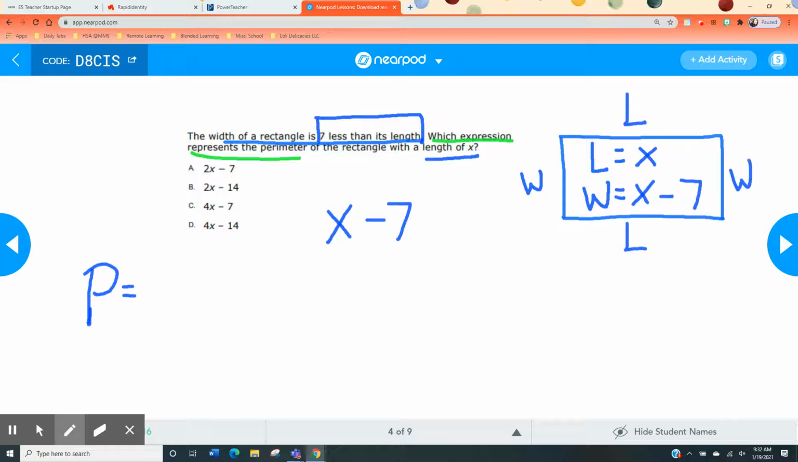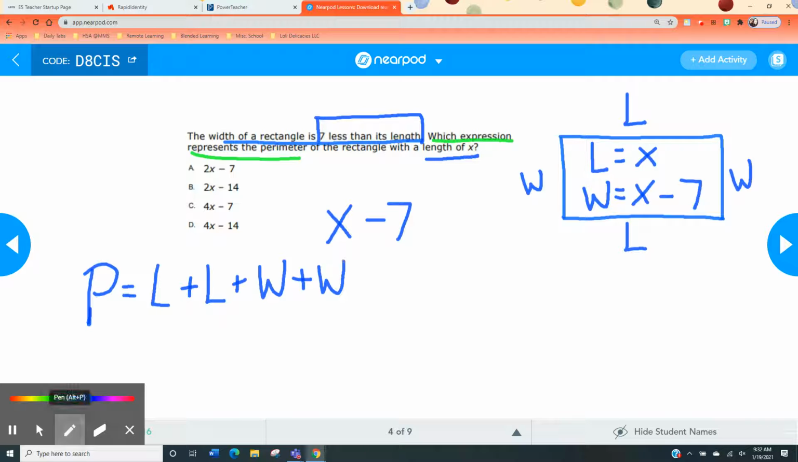So I'm going to go ahead and add length plus length plus width plus width. So that's my starter. Now I'm going to replace those letters with what I know they represent. So I'm going to change my marker. I'm trying to give a couple of seconds between to make sure people are writing it down. But if at some point I'm going too fast, make sure to let me know.